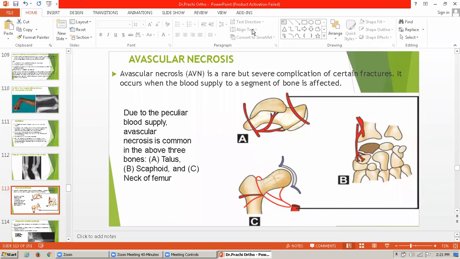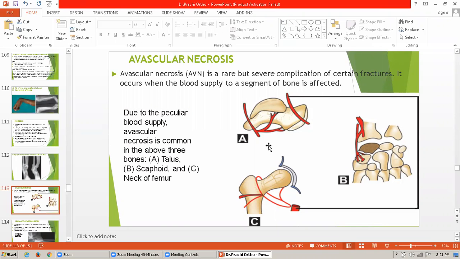Then avascular necrosis. Avascular necrosis is a rare but severe complication of certain fractures and it occurs when the blood supply to a segment of a bone is affected. So avascular necrosis means what? There is a hampered blood supply to the segment of the bone. So there is no proper blood supply to the segment of the bone in certain fractures, which leads to avascular necrosis.